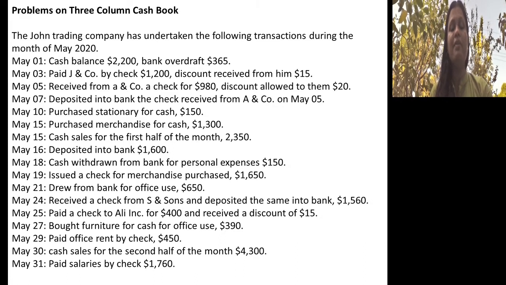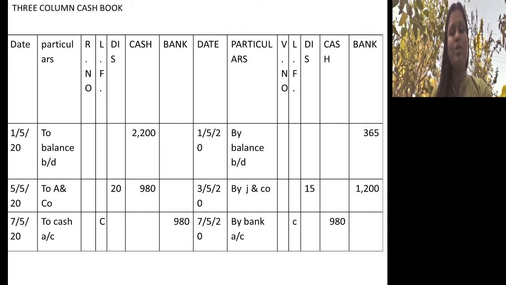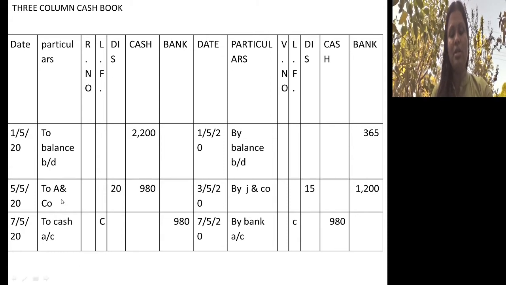Whenever you receive a check, it will be treated as cash received if it is not deposited to the bank immediately. So the journal entry is cash account debit to AN Company account, and we allowed them discount, so the journal entry is discount allowed account debit to AN Company account. Instead of passing two journal entries, we can pass only one: cash account debit, discount allowed account debit, to AN Company account. You see how I recorded it: the cash account is debited with 980 and the discount account is debited with 20 on the debit side. Reference was given to AN Company on 5th May 2020.